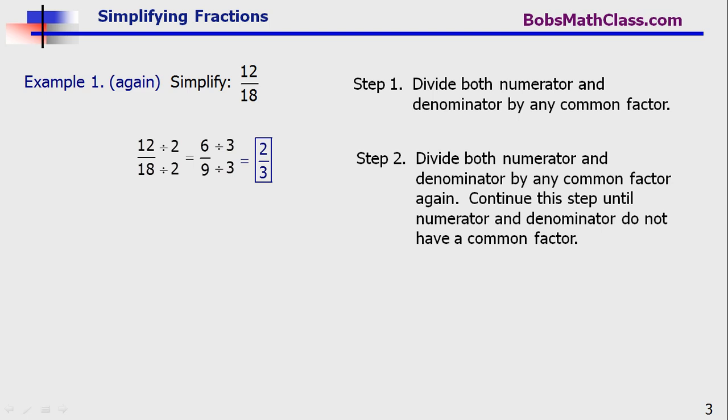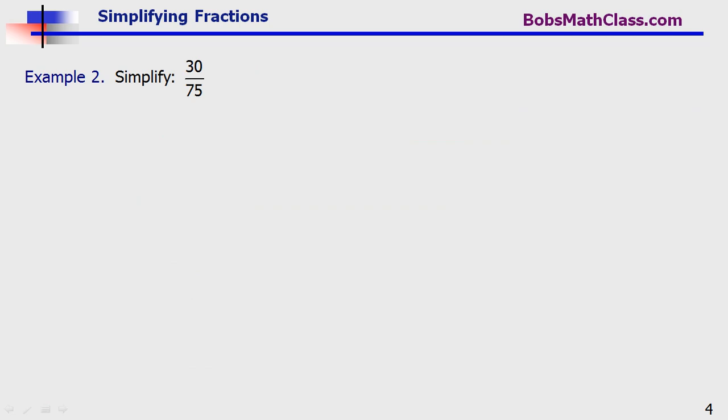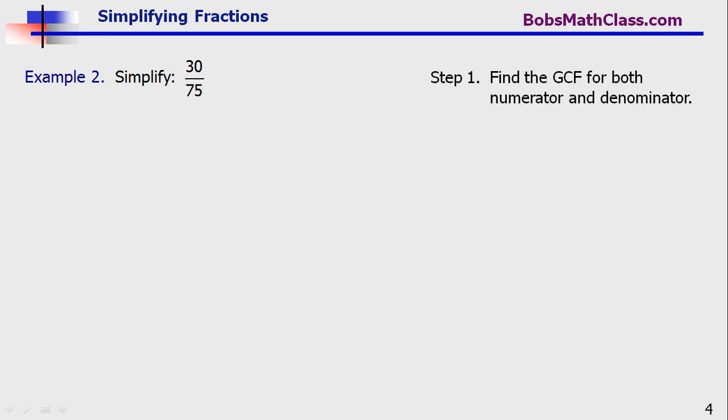Okay, let's do another problem. 30 over 75. Let's try to find the GCF. Let's see, what's the largest number that goes evenly into 30 and 75? Well, maybe we should just do the tree for both numbers. And that way we can see what it is.